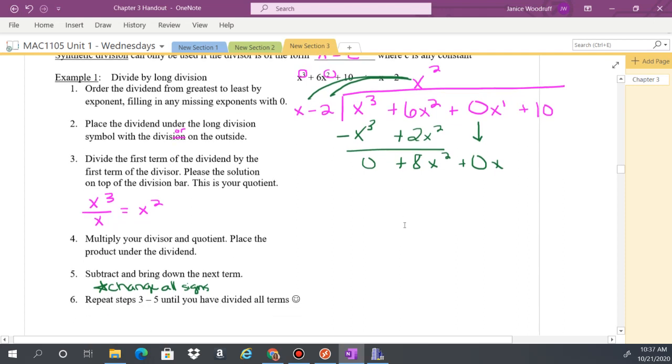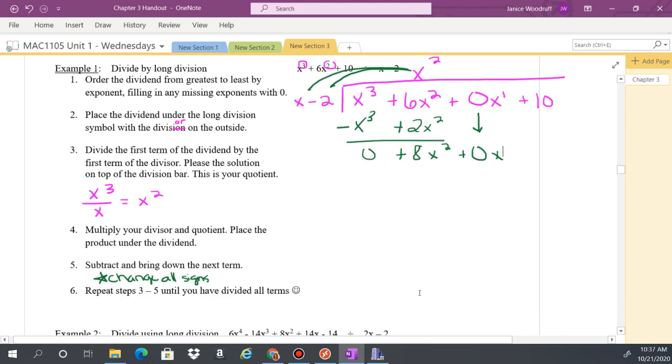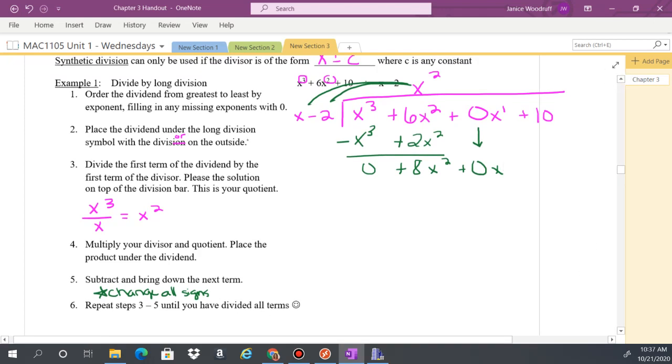Okay, then step 6, we repeat steps 3 to 5 until we've done all of our division. So step 3 again. We've got first term divided by first term. This time our first term is now this 8x squared. So we're going to do 8x squared divided by my first term, x. I'm always dividing by that first term, x, when I do this. That's going to give me an 8x. I'm going to place it up here, and put a plus sign in front of it because it's positive.